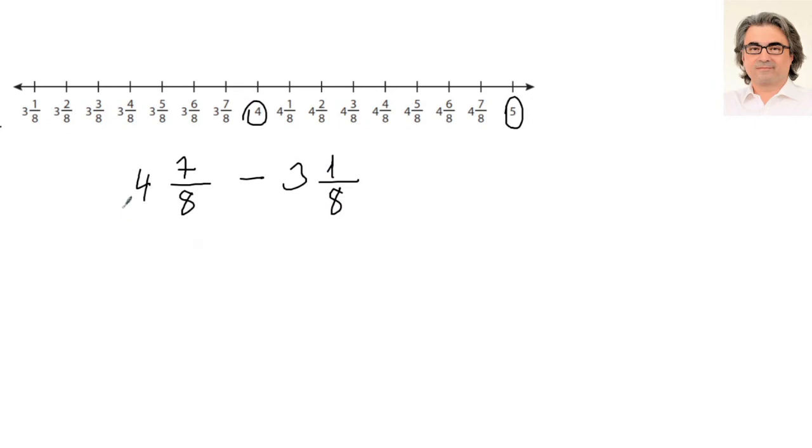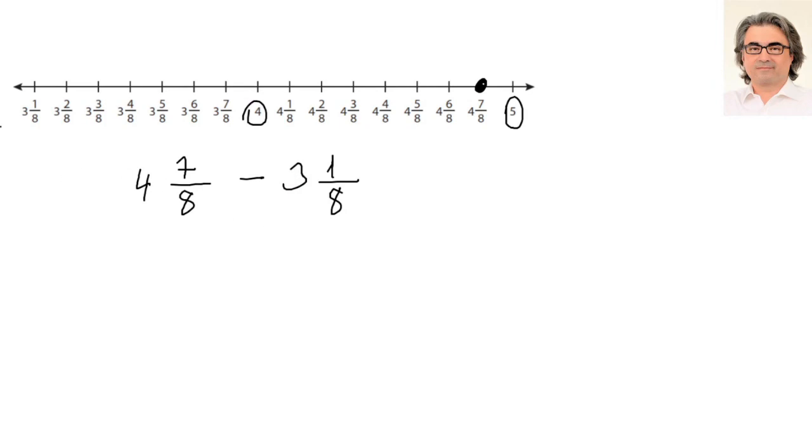So I should find the point on the number line which represents 4 and 7 over 8. I'm here now. And minus means go to the left of this number, within 3 units. So we got 3 units here.